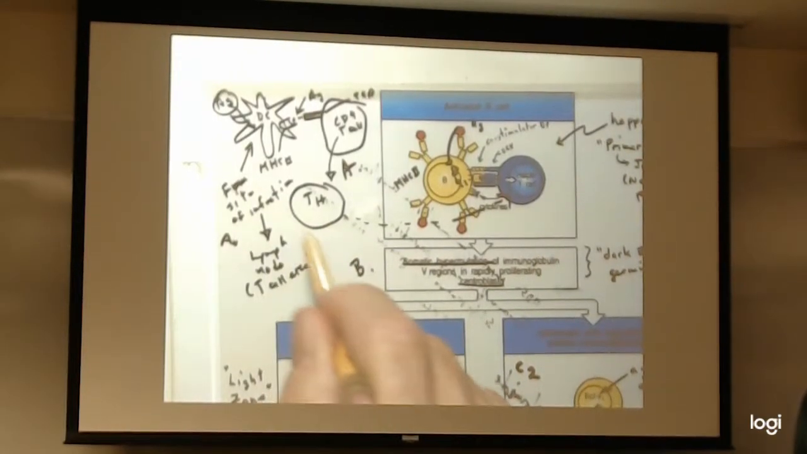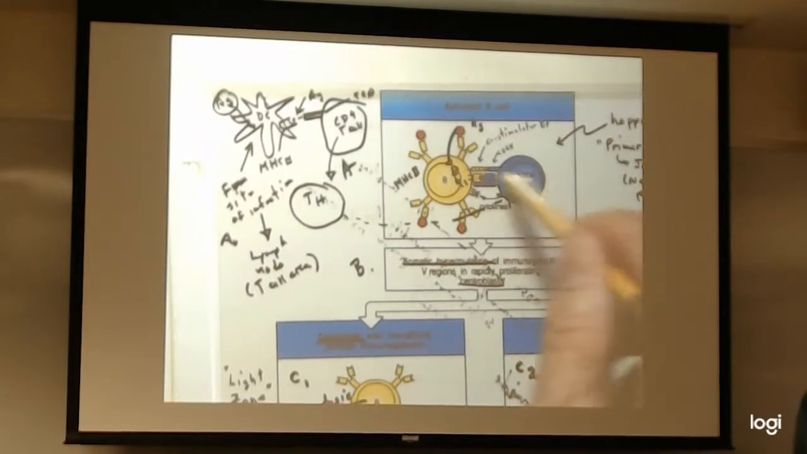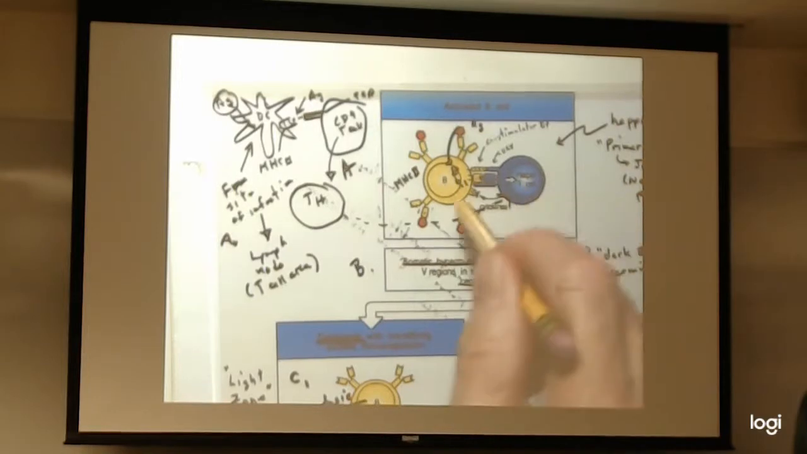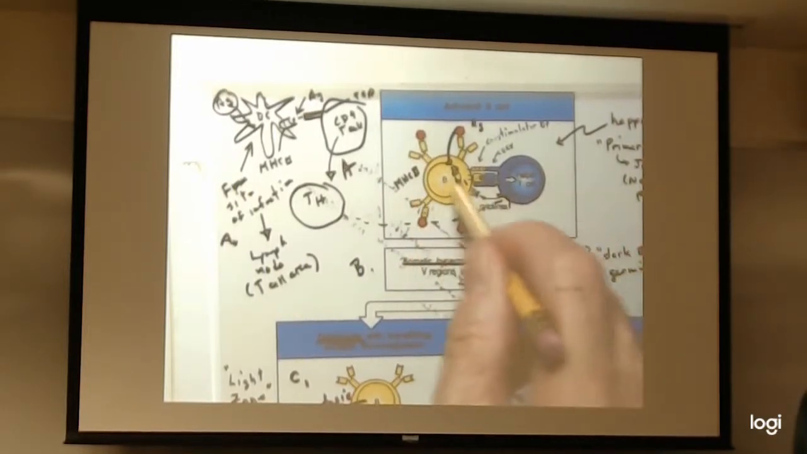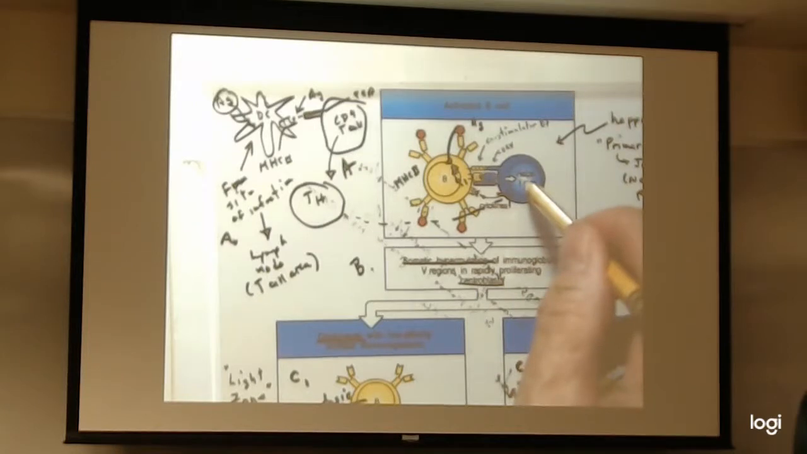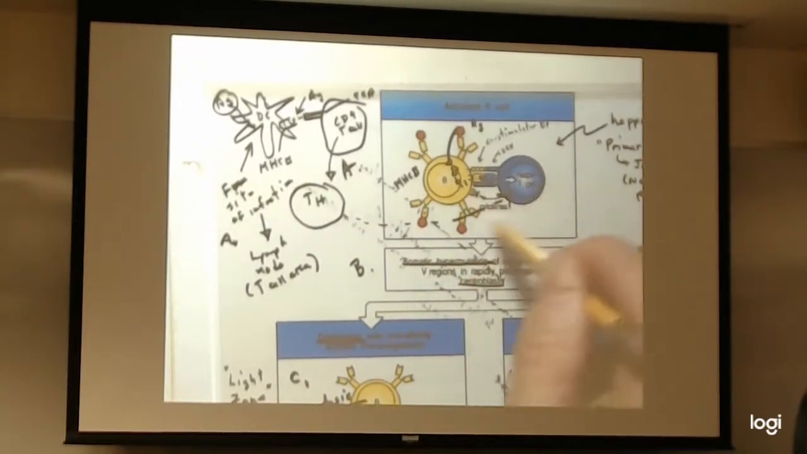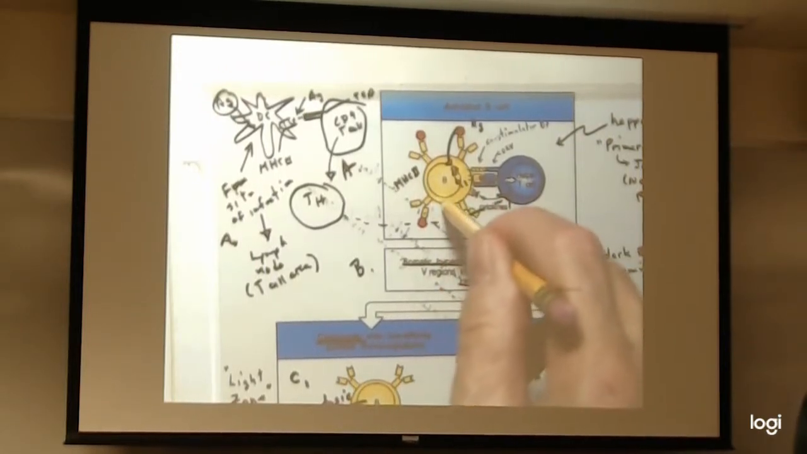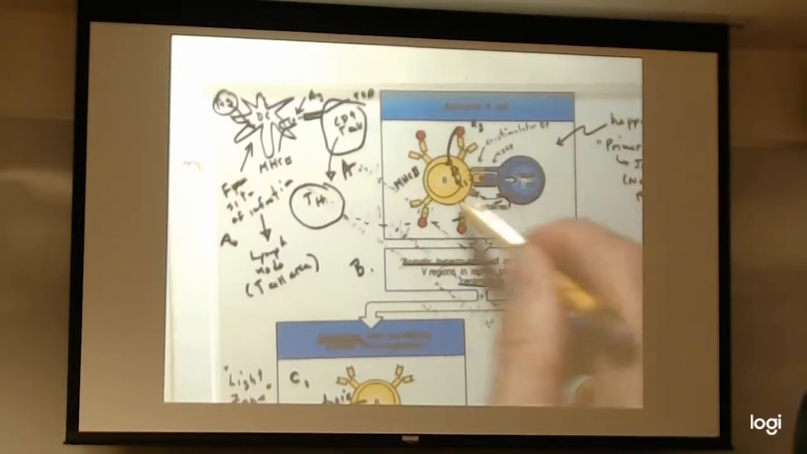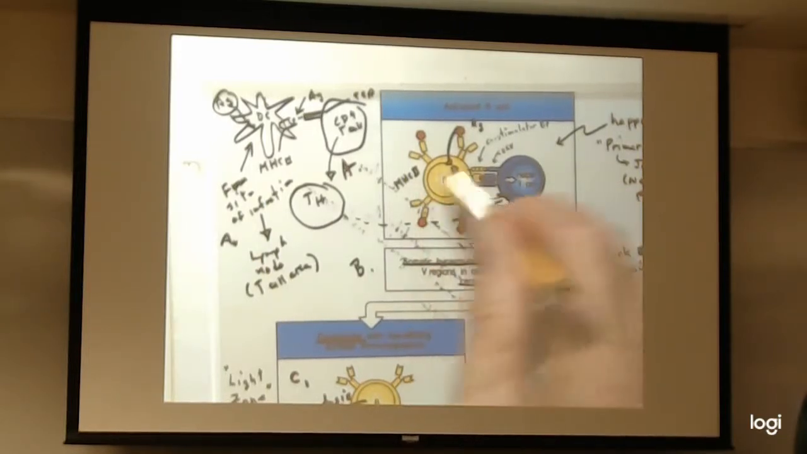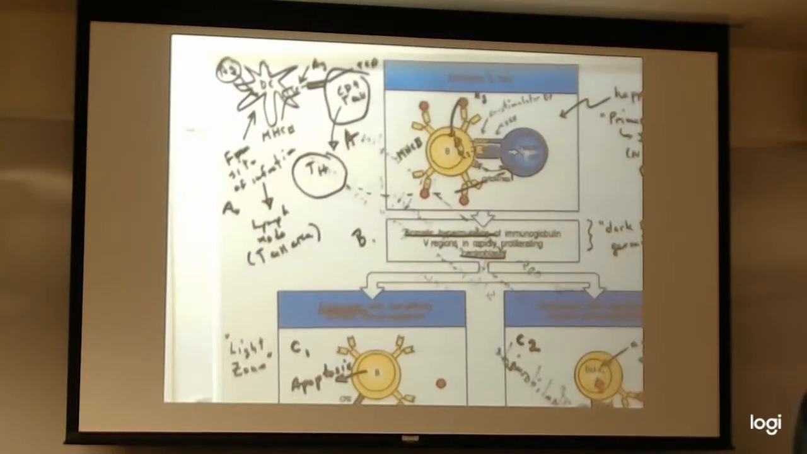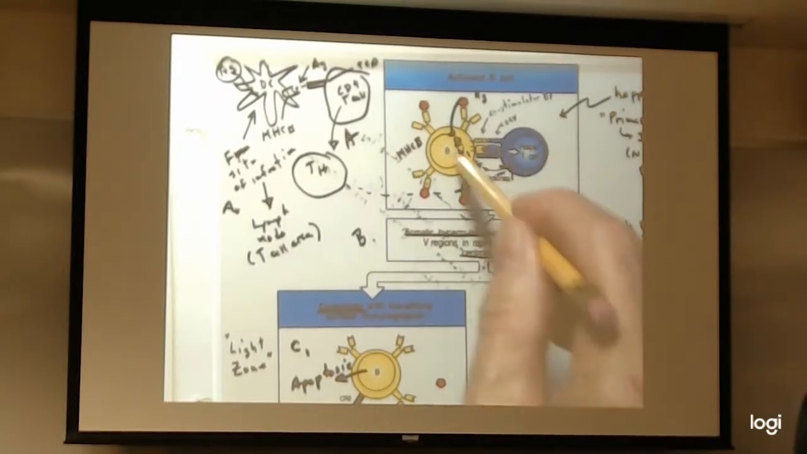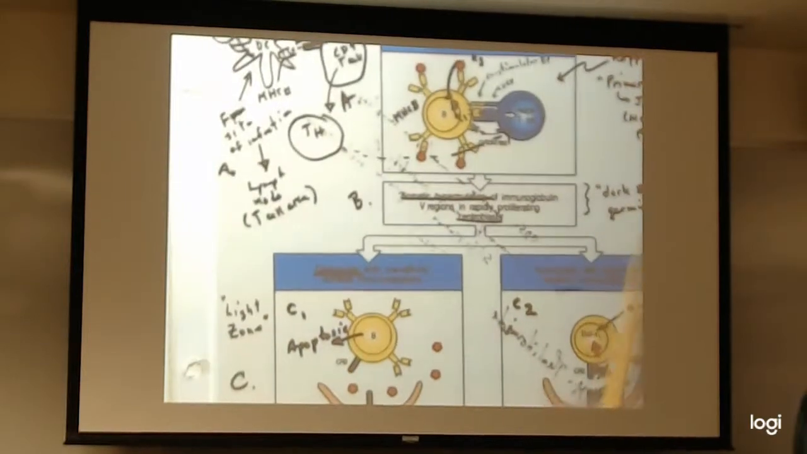So now this T helper cell here is going to then give this B cell, which now has a high affinity antibody and is presenting peptides here to the CD4 T helper cell, instructions to go ahead and become a plasma cell, and also class switching is going to happen first here. Okay. So here we're going to get the class switching of the centrocytes.